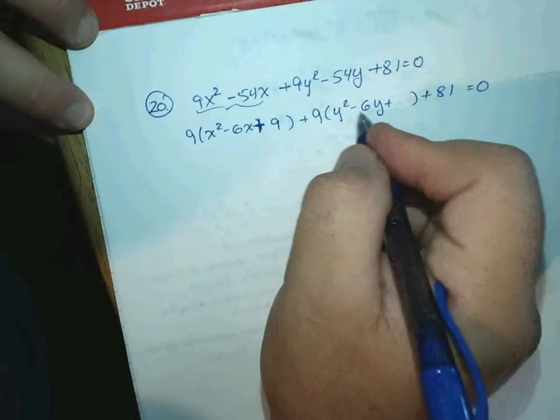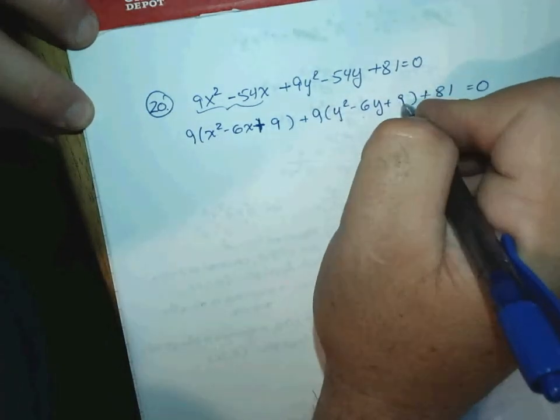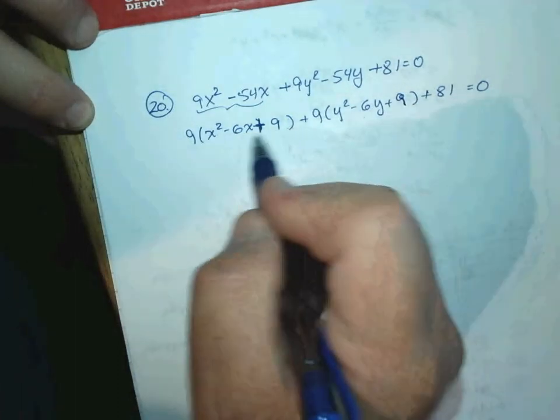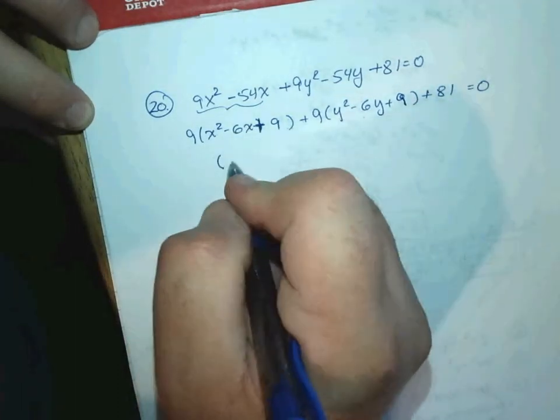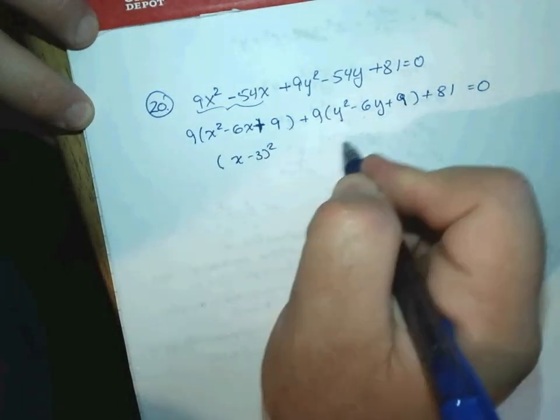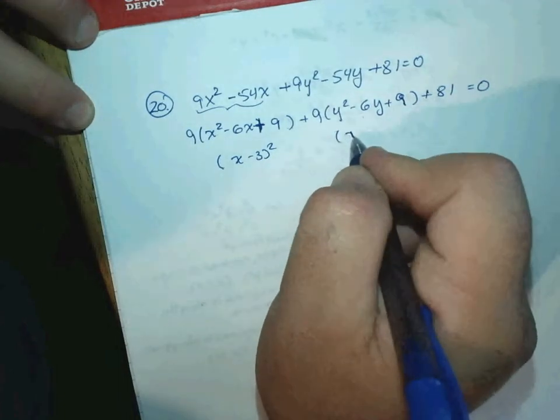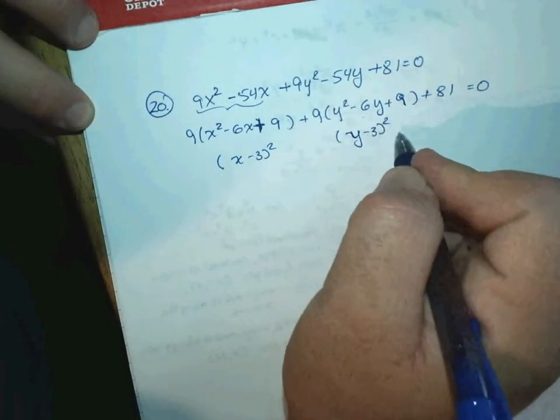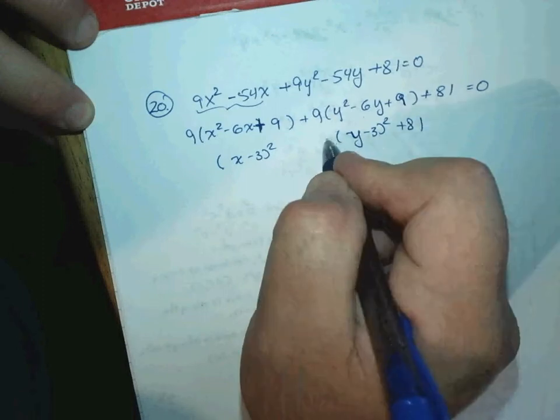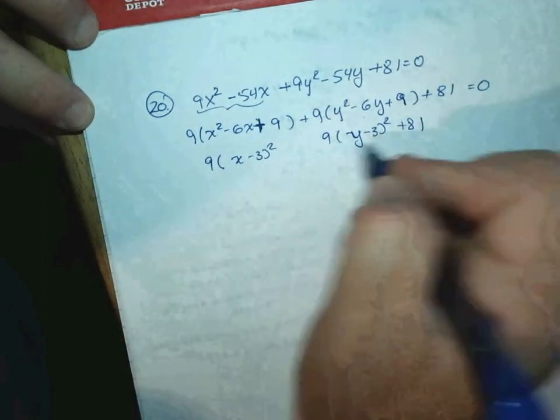Take this negative 6, divide it by 2, you get a negative 3, and you square it, you get 9. Same thing here, negative 6 divided by 2 squared is 9. I had to put 9 in the parentheses in order to turn each of these into a perfect square.